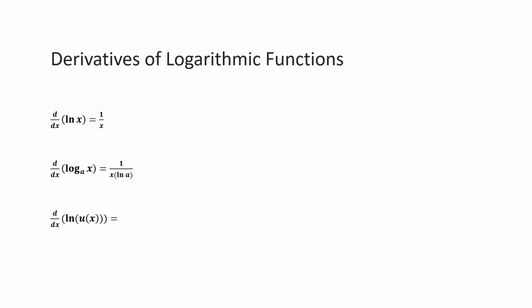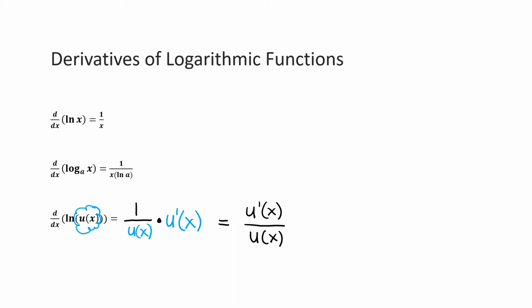So if we have the derivative with respect to x of the natural log of another function, we'll have to use chain rule. So that will give us, well, the derivative of our outside function natural log will be 1 over whatever is inside of it. So that'll be 1 over u of x. And then we need to multiply by the derivative of whatever is inside of it. So that'll be u prime of x. And frequently, we just write this as u prime of x over u of x.